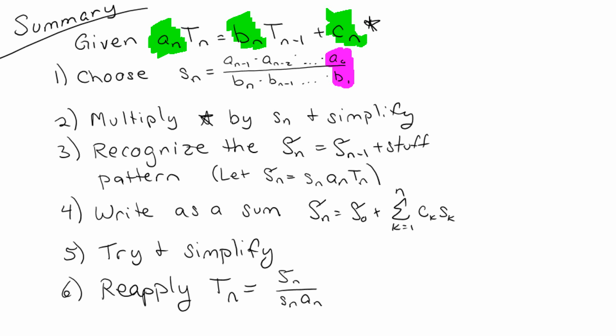So you're going to multiply your original equation by whatever Sn is and simplify. Then you can recognize that pattern. When it comes down to it, you're going to set big S sub n equal to little s sub n, a sub n times t sub n, but don't memorize a formula as much as you're trying to figure out what's going on. You're trying to find that pattern. Then you're going to write it as a sum, try and simplify if you can, and then reapply that t sub n from what you had up here, except in the opposite direction. This is crazy because this stuff actually works. You can apply this to all kinds of crazy things. So I'm going to put together another video and show you guys that.